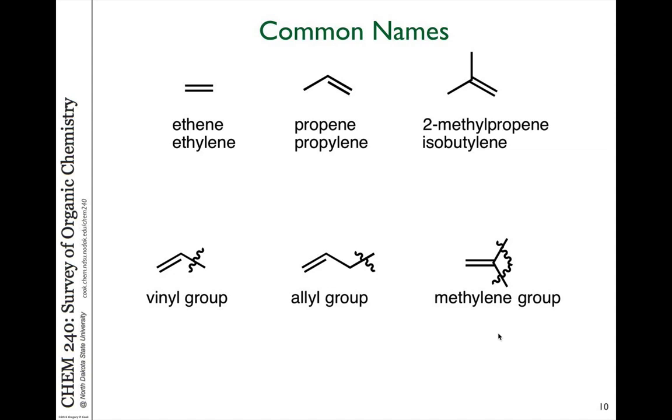I do want to point out some common names that occur with some of the double bond compounds, and we've used a few of these in class already. So the IUPAC name for the simplest of the alkenes, ethene, is shown here.